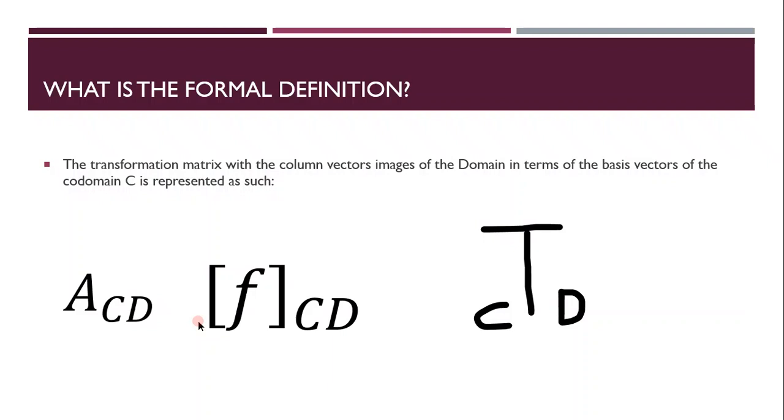So the transformation matrix with the column vectors, which are images of the domain in terms of the basis vectors of the codomain C, is represented as such. Mostly in the examples I will use these ones. I won't use this one, but you can use that, it's technically correct. The main thing to note is that the codomain always goes first because your transformation matrix is in terms of the coordinates of the codomain basis vectors.